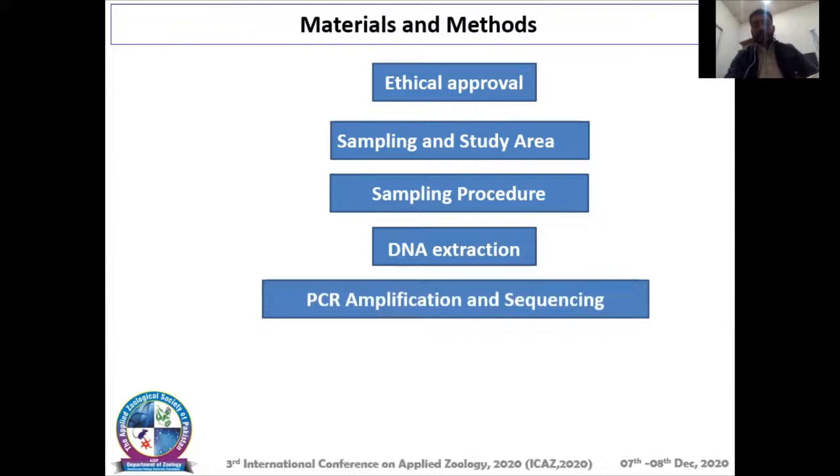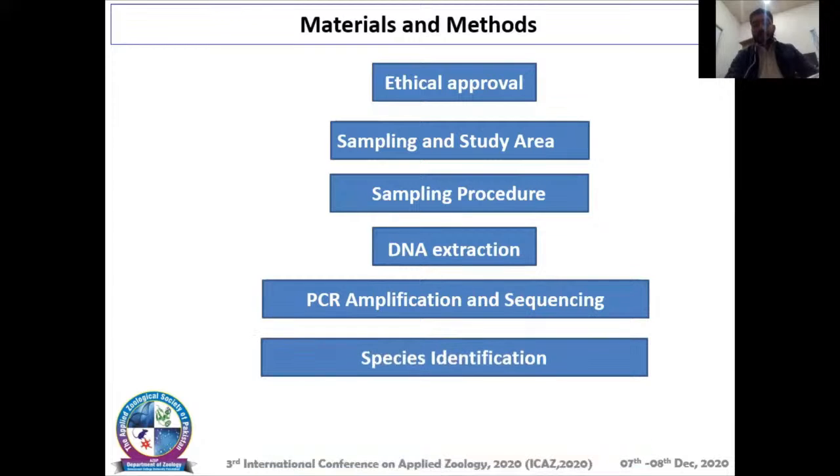PCR amplification and sequencing. Extracted DNA was subjected to PCR for amplification of the mtDNA gene encoding NADH dehydrogenase subunit 4, ND4. The amplified product was sequenced, and the sequence alignment was analyzed through BioEdit, and MEGA X was used for the phylogeny interpretation and species identification.